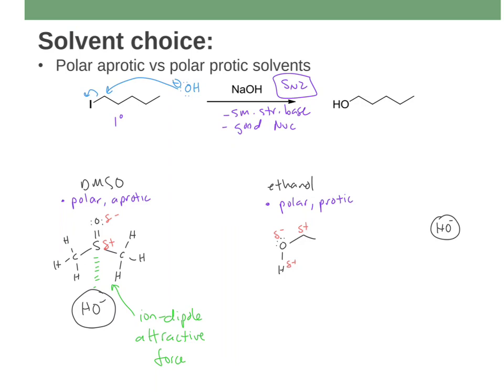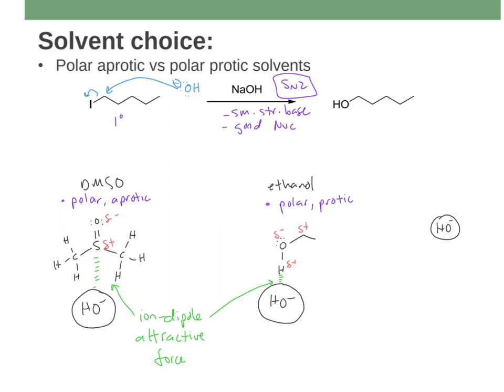And I can do the same thing with the ethanol, only what's different about the ethanol is that the positive part, the H, is just sticking out and it's not really being blocked by anything. It's not being shielded by these other H's. So I'm able to get my hydroxide right up to that partially positive hydrogen, right next to my anion. So I have that ion dipole attractive force.